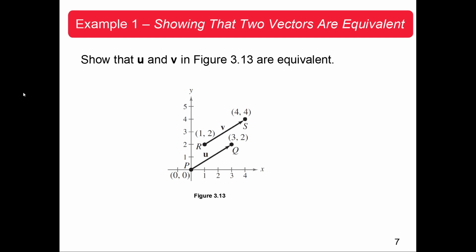If we're interested in determining if these two have the same direction, one way to talk about that, since they're both directed line segments, is to talk about the individual slope of each one of these line segments. If they have the same slope, that's the same as saying they have the same direction. So here I'm going to make sure to note my different points. R and S forming the vector V are 1, 2, and 4, 4. P and Q forming the vector U are 0, 0, and 3, 2. Let's pop over to the notepad here for a moment.